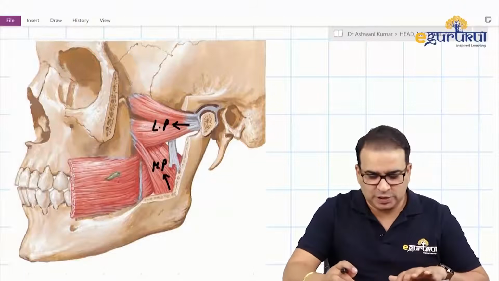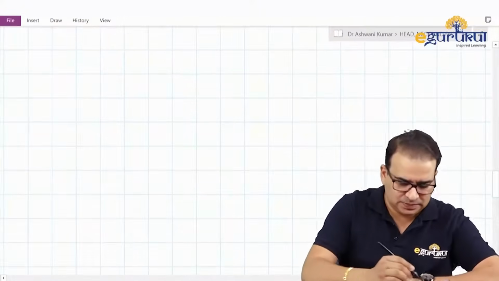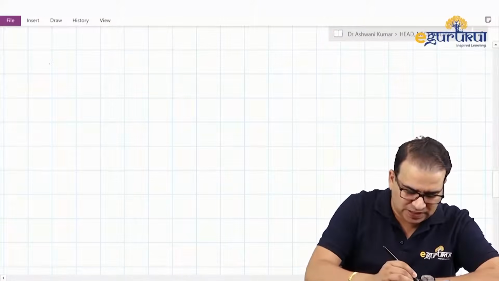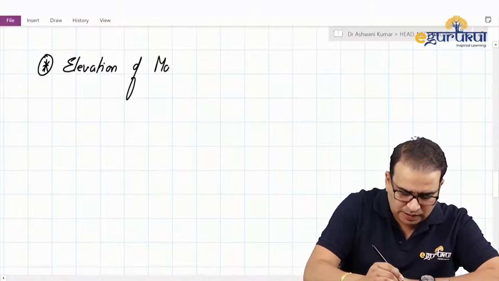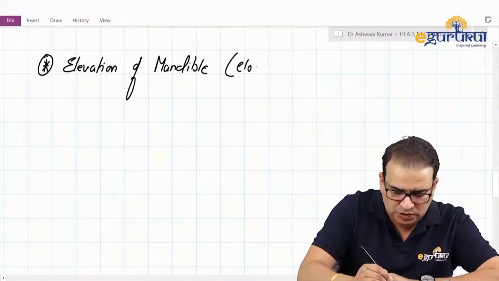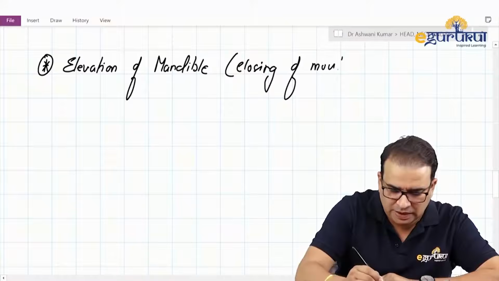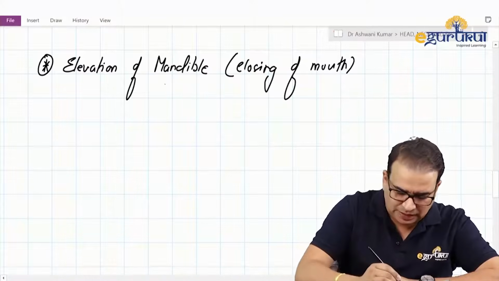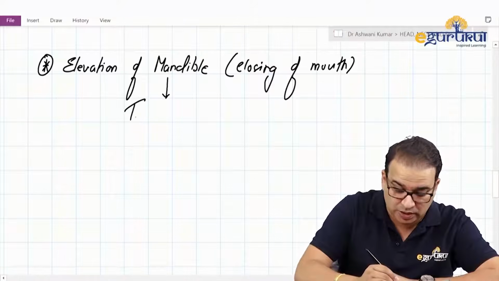So, knowing about the direction of muscle fibers, let's quickly write about the movements. Let's start first with the elevation. As I said, when we say elevation of the mandible, we are talking about the closing of the mouth. Elevation of the mandible, that is the closing of the mouth. And this is done by the muscles which are going upward.